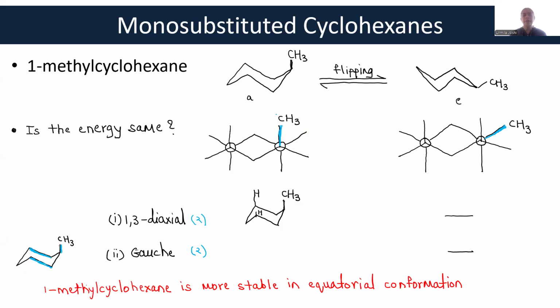Now, let us try to understand what is a gauche interaction. I think we had seen this in case of butane, the gauche interaction. I'm writing it over here, the butane structure. This is CH3 and this is another CH3. So this is a gauche structure. These two carbons are nearby each other and face some repulsions.